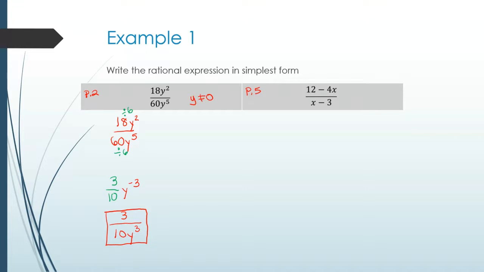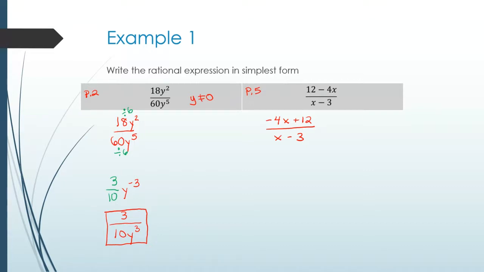So first off, I'm going to rearrange my top, the numerator, so that I have negative 4x plus 12. I do that just because when we work with rational expressions, you want to always be decreasing in powers, so you have your variables first and then your constants last. So I have negative 4x plus 12 over x minus 3.